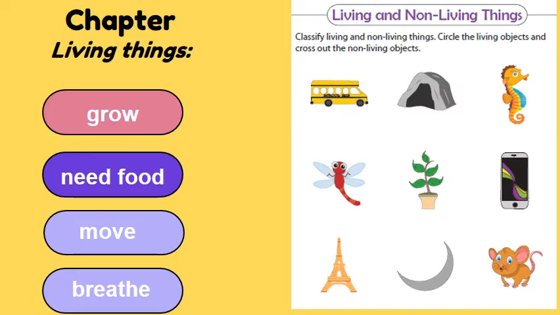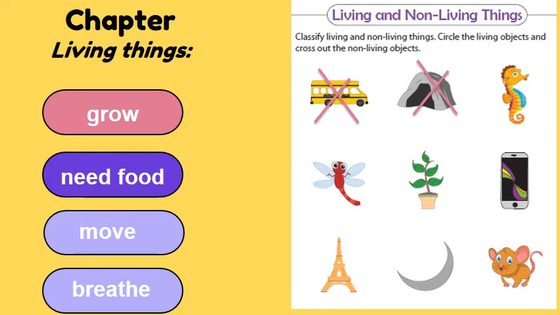Ready? First, we can see a bus. Is it a living or non-living thing? Can it grow? Can it eat? No, so we have to cross it out. Then we can see a cave made up of stone, right? Is it a living or non-living thing? Of course, it's a non-living thing.